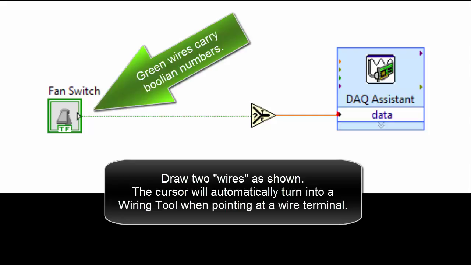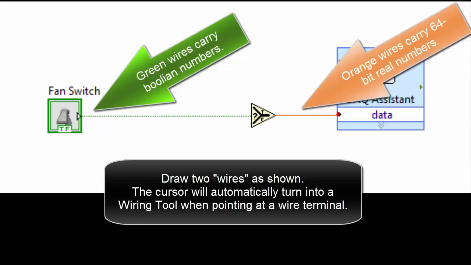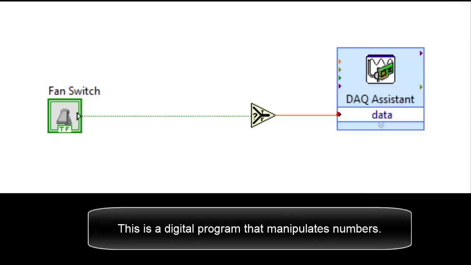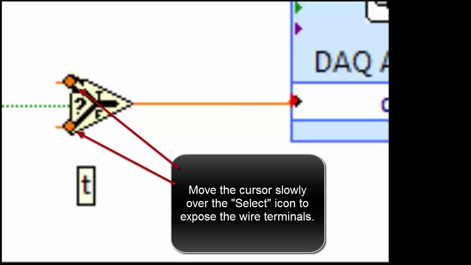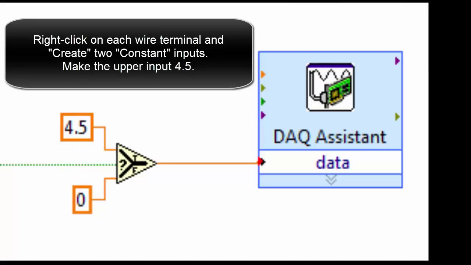Green wires carry Boolean numbers. Orange wires carry 64-bit real numbers. This is a digital program that manipulates numbers. Move the cursor slowly over the select icon to expose the wire terminals. Right-click on each wire terminal and create two constant inputs. Make the upper input 4.5.